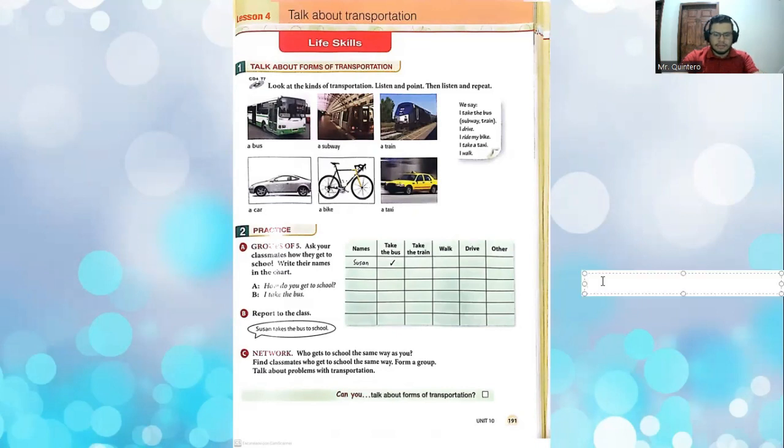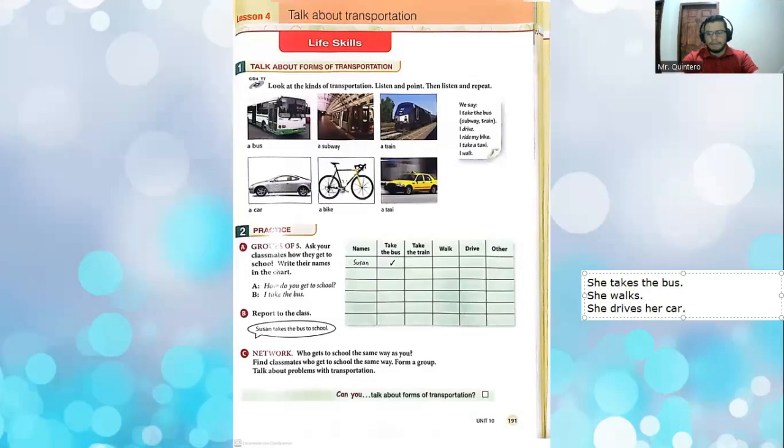How can you say this? Recuerden cuando hablamos en tercera persona, tiempo presente simple. She takes the bus. When we are creating sentences, cuando creamos la oración, she walks, ella camina. With the letter S, she walks. Ella conduce. She drives. Ella conduce, ¿qué? Su carro. Her car. She drives her car. Ella conduce su carro. And you're gonna go completing this information.